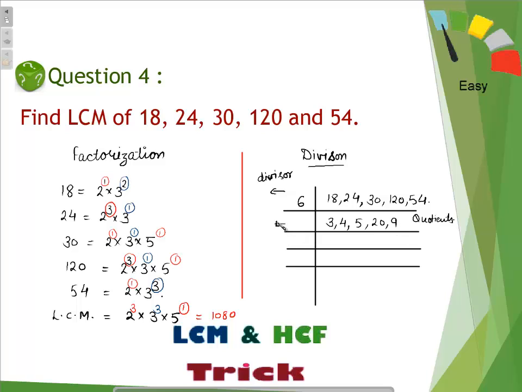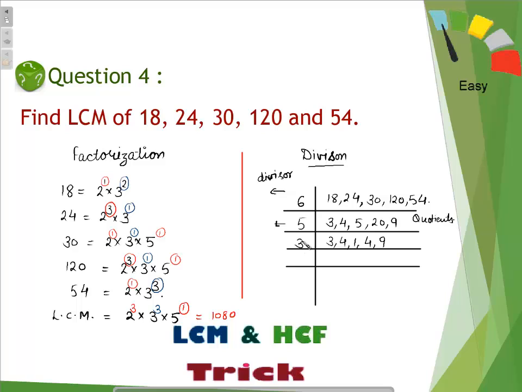Then again we will write a divisor here such that we will take that number which is dividing at least 2 numbers. So we can take 5 here. Again writing the quotients. If in any case a number is not divisible by 5, we will write the number as it is.